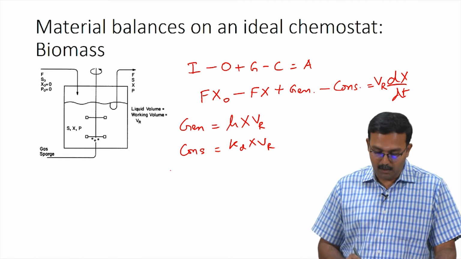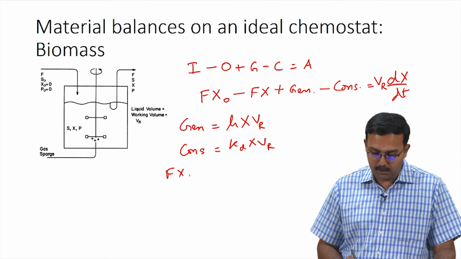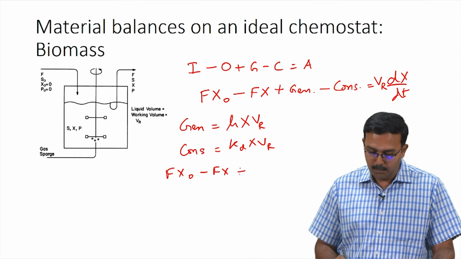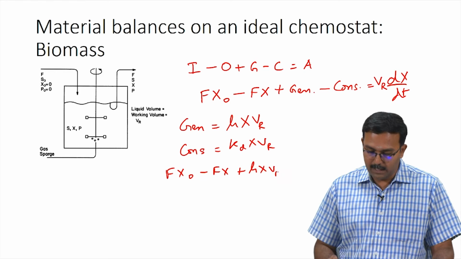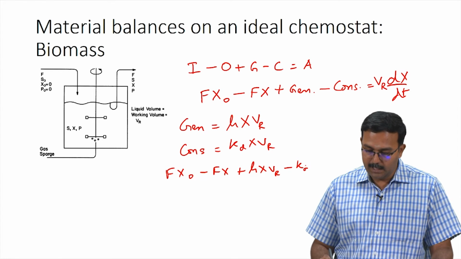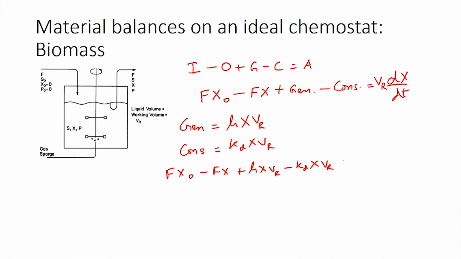So, substituting all of this, we get Fx naught minus Fx plus mu x Vr minus KdXVR equals Vr dx/dt. You can also verify the dimensional homogeneity of this equation, just like we did for enzyme kinetics, and you would be able to confirm that this equation is dimensionally homogeneous.